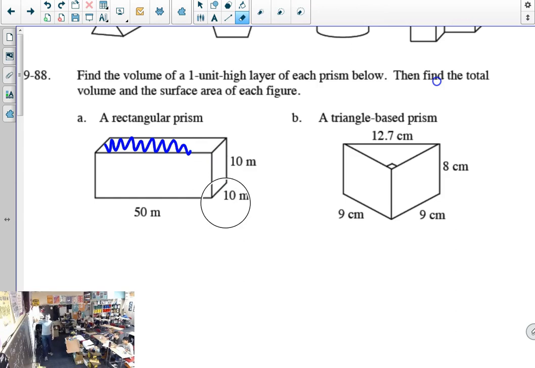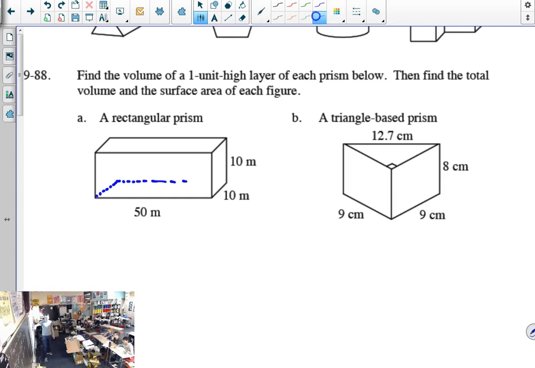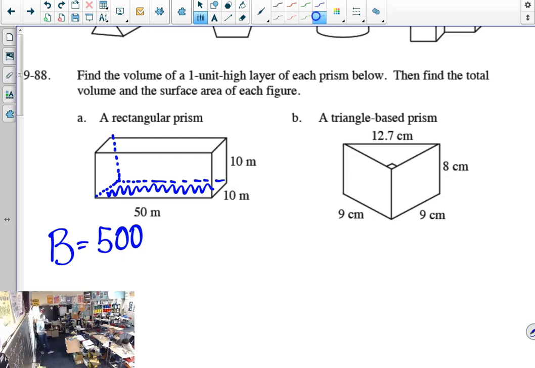But if we want to make life easy and say base is on bottom, let's envision that's the back, what you can't see, because the shape is solid. So this is going to be our base, our big B. Big B's pretty easy here, right? 500. And it's just times 10 to find volume.